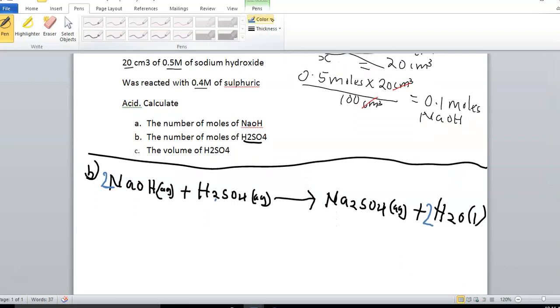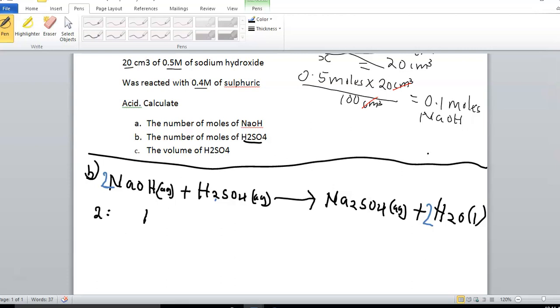Therefore, when we balance the equation, we take the mole ratio of the reactants. The mole ratio is always the coefficient of the compound. Here we have 2 to the mole ratio of 1. The mole ratio of sodium hydroxide is 2, the coefficient. For sulfuric acid, we don't have any value written, so we take 1.